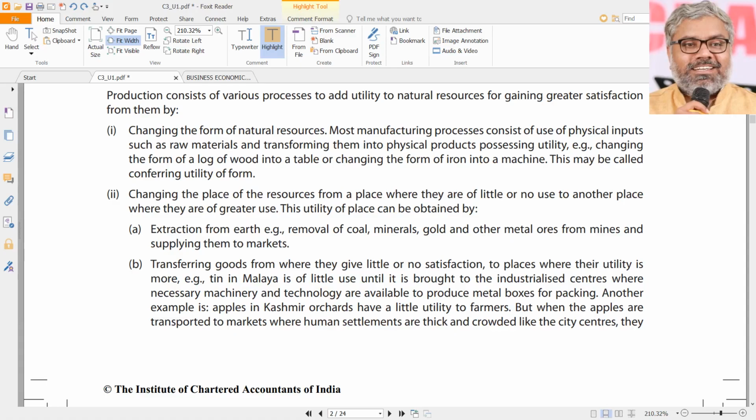Whether matter can be created or cannot be created is debatable. There are so many scientists who still say that it can be created. They're trying, let them try. That is their job, none of our business. Our job is to understand from the point of view of economics what production is. Production is about transforming inputs into outputs, simply speaking. That is the process. That's what production is all about. Then, while these processes are done, production adds utility to the natural resources so that greater satisfaction can be derived from them.